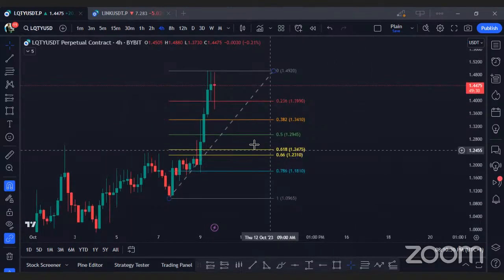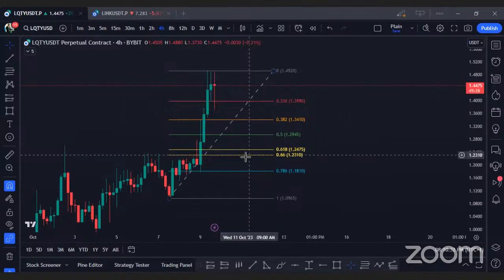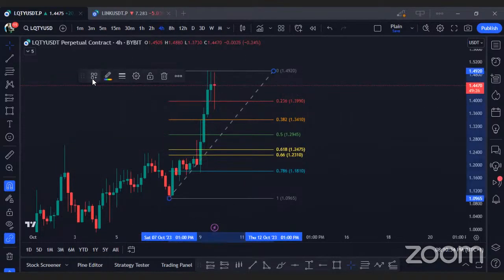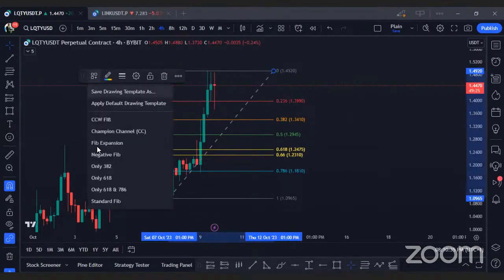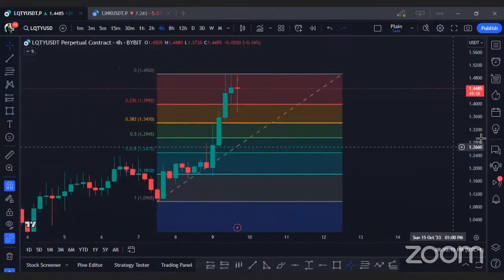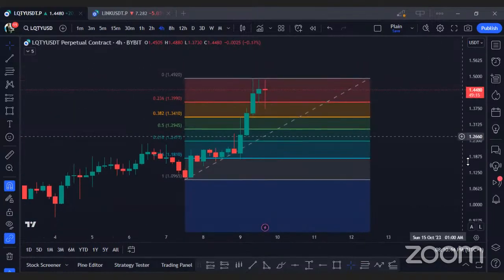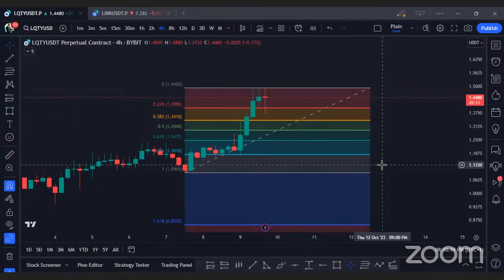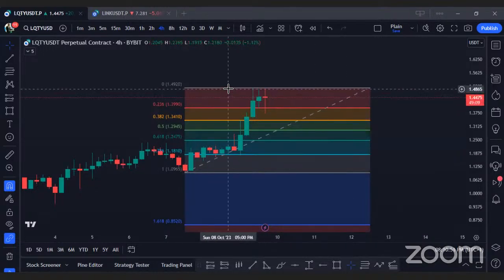Let me show you how the default Fibonacci retracement tool looks. If I click on this, go to my template here and say apply default drawing template, this is what the default template looks like. You can equally use this default template, but I have actually changed this.